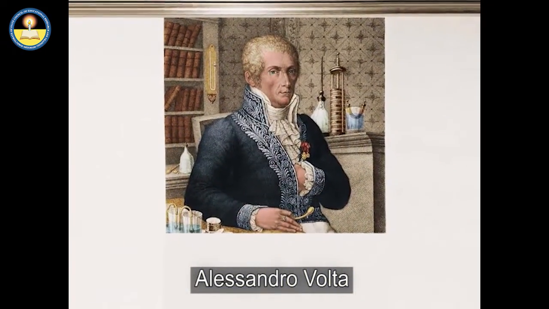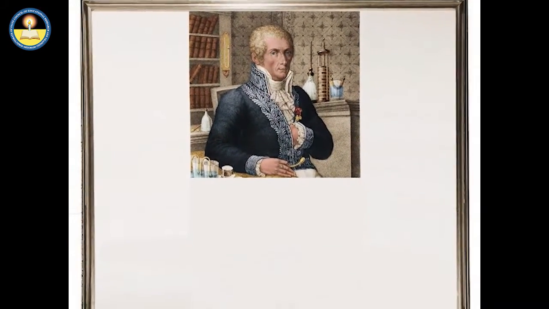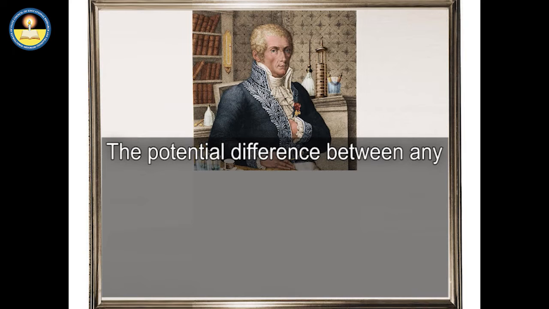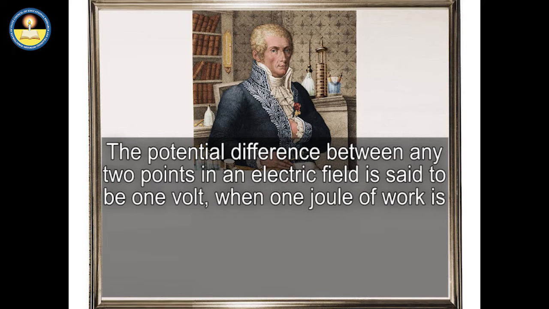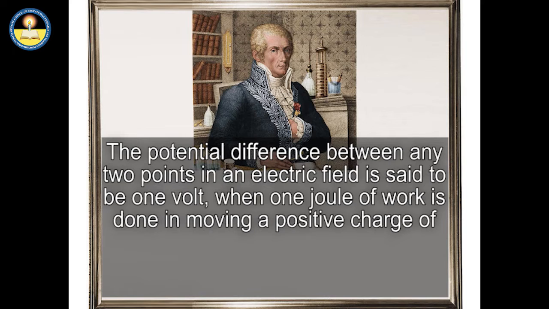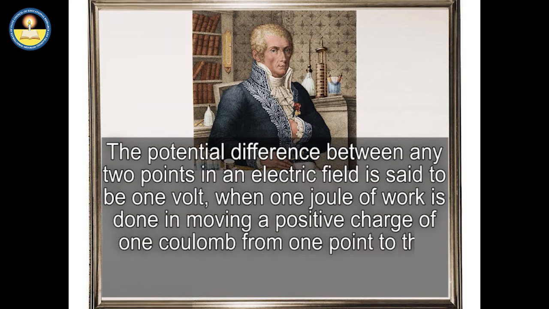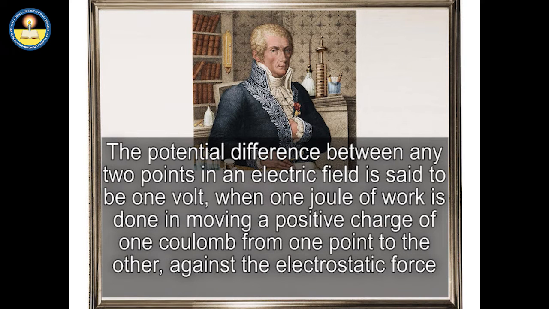1 volt can be defined as follows: the potential difference between any 2 points in an electric field is said to be 1 volt when 1 joule of work is done in moving a positive charge of 1 coulomb from one point to the other against the electrostatic force of the field.